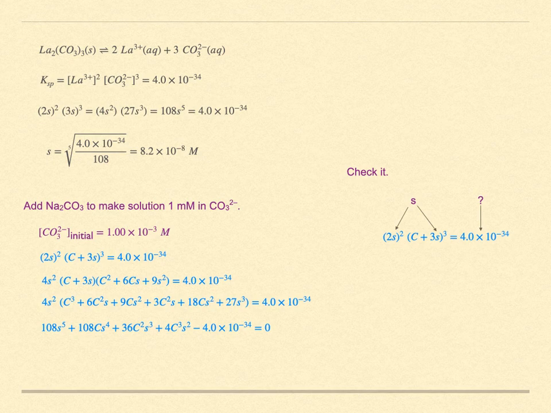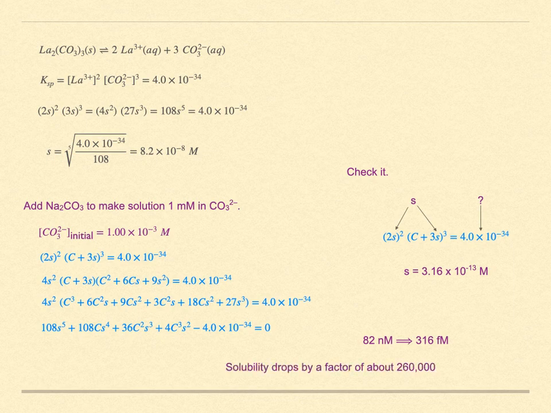So I went to a more robust mathematical engine, MATLAB. It found the 5 roots. 4 were negative, 2 of them were complex. The one real positive root was this value, and if you plug it in, you get back exactly the KSP. So the solubility decreases from 82 nanomolar in pure water to about 316 femtomolar in a 1 millimolar solution of sodium carbonate. The solubility decreases by a factor of almost 260,000.